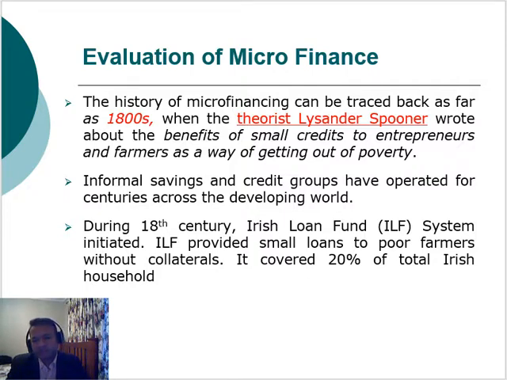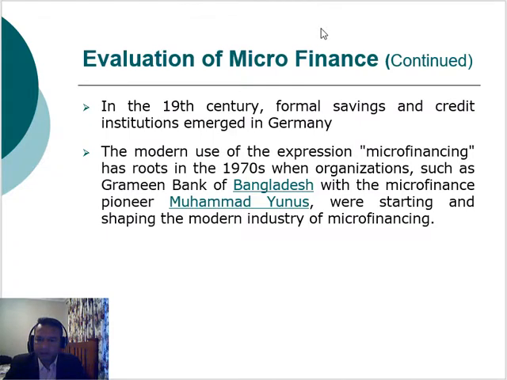Nevertheless, informal savings and credit groups have operated for centuries across the developed and developing world. During the 1800s, the Irish Loan Fund, or ILF, system was initiated. ILF provided small loans to poor farmers without collateral. It covered 20% of total Irish households. Further, in the 1900s, formal savings and credit institutions emerged in Germany, and then spread across Europe.